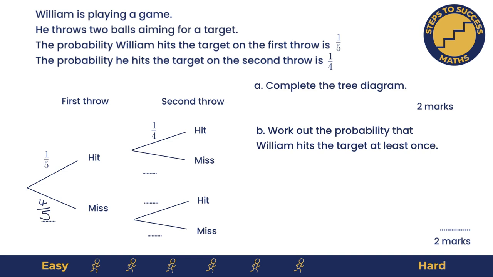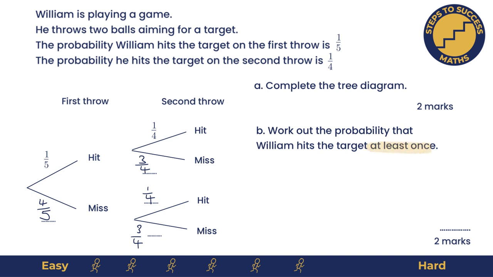Then in his second throw, we've got 1/4 hit. So we must have 3/4 miss. And then it must repeat underneath, 1/4 and 3/4. Work out the probability that William hits the target at least once.